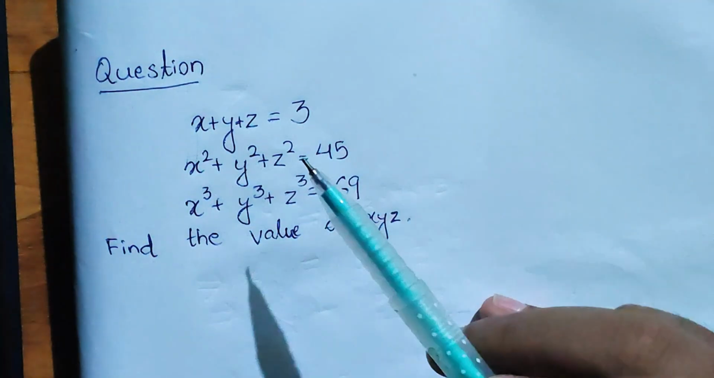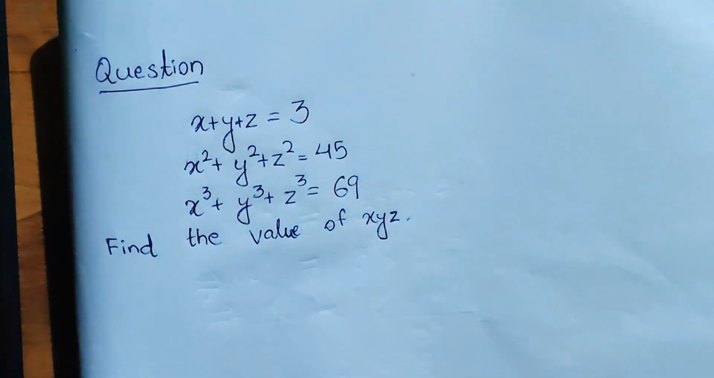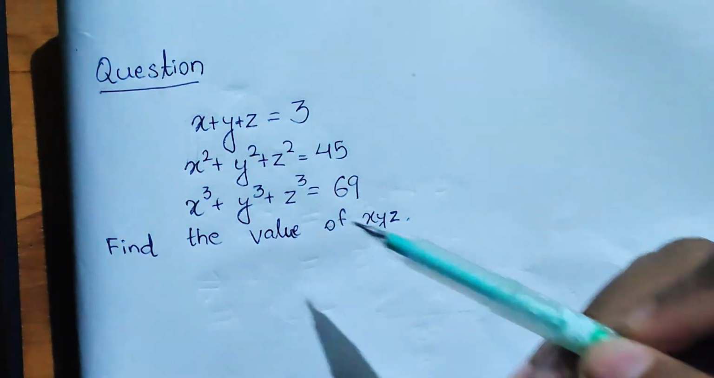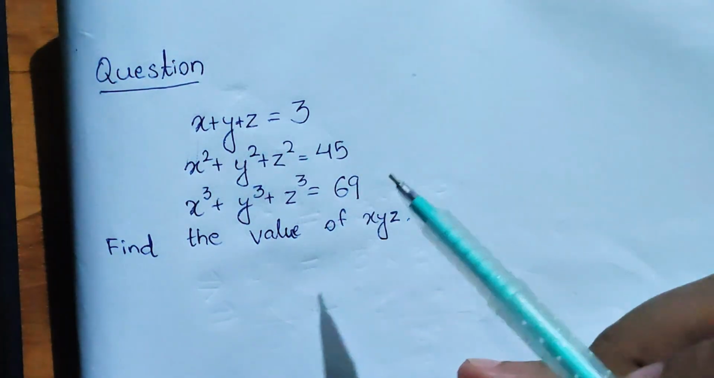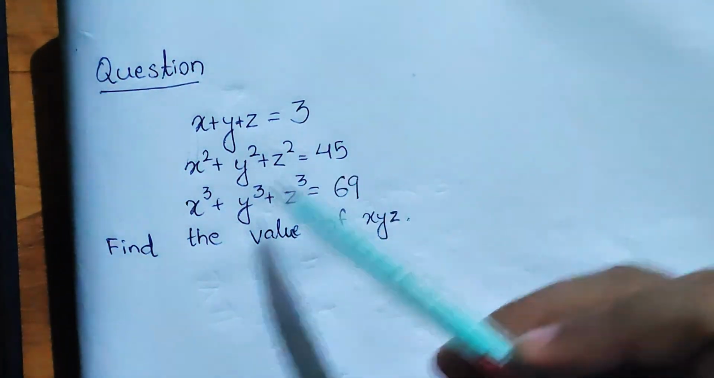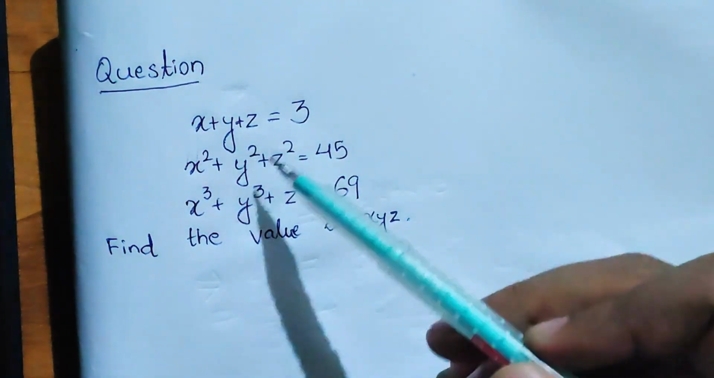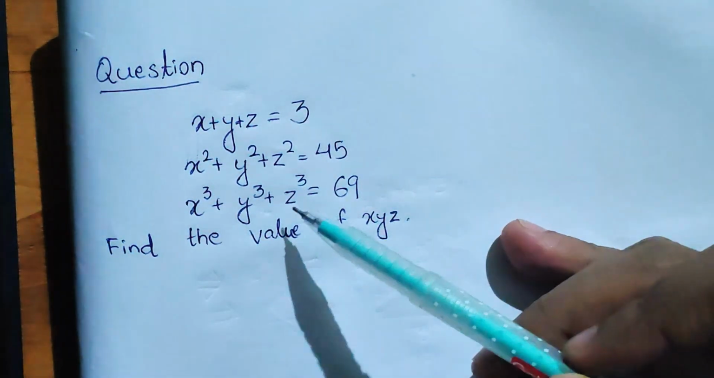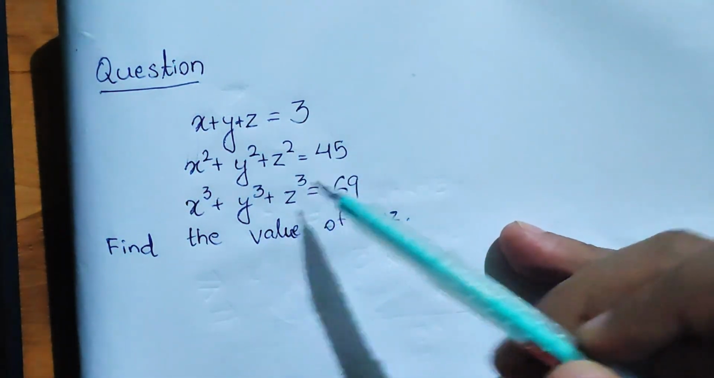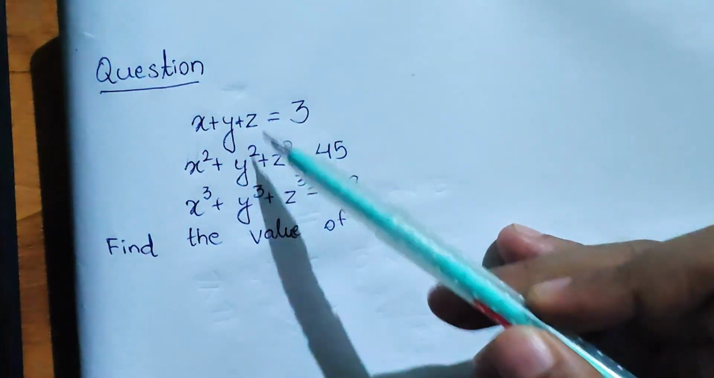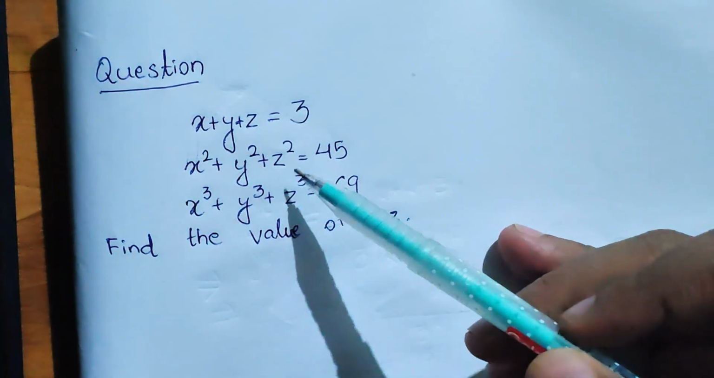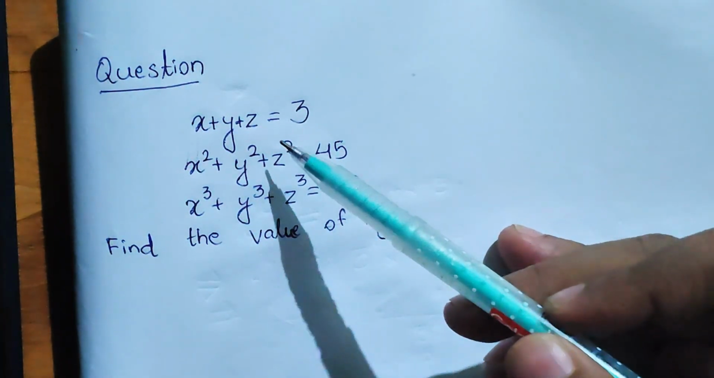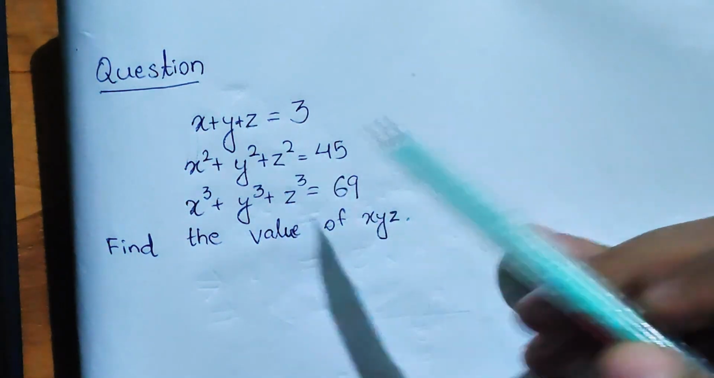Today we'll solve this question. So let us see what we have been given. This is a system of equations with three variables x, y, and z. And when we are given these type of questions, we have to see how we can associate these terms with each other so that we can find some kind of a formula or identity.